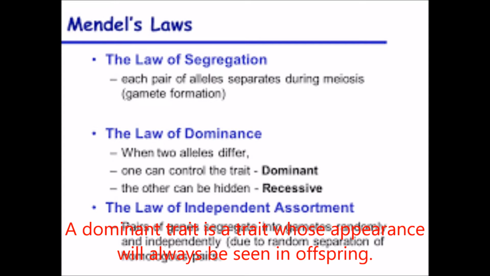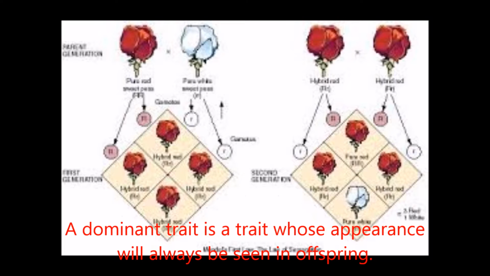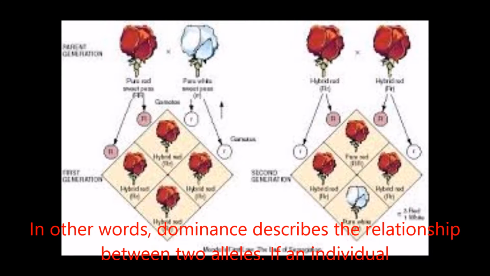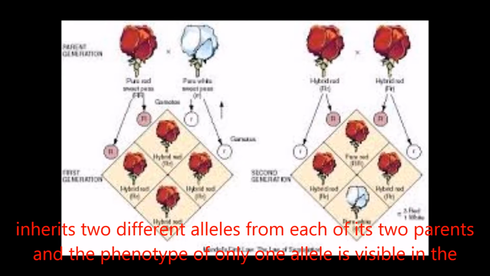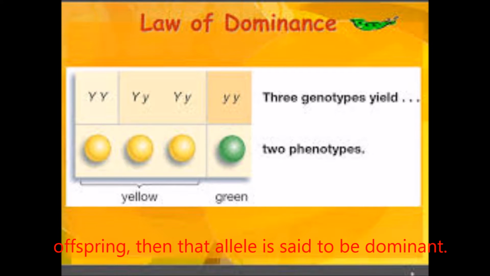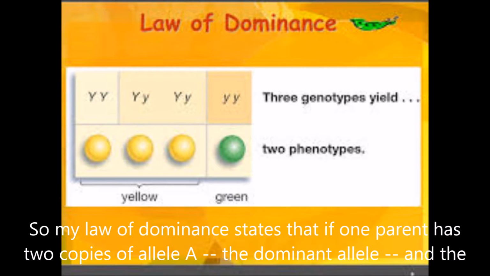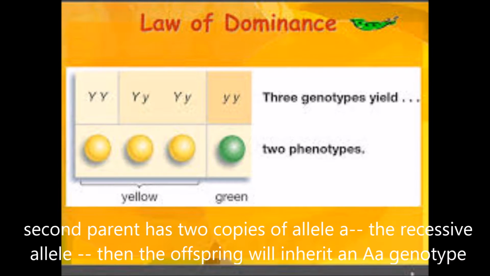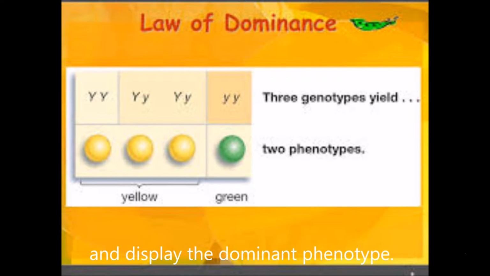A dominant trait is a trait whose appearance will always be seen in offspring. In other words, dominance describes the relationship between 2 alleles. If an individual inherits 2 different alleles from its 2 parents and the phenotype of only one allele is visible in the offspring, then that allele is said to be dominant. So my law of dominance states that if one parent has 2 copies of allele A, the dominant allele, and the second parent has 2 copies of allele a, the recessive allele, then the offspring will inherit an Aa genotype and display the dominant phenotype.